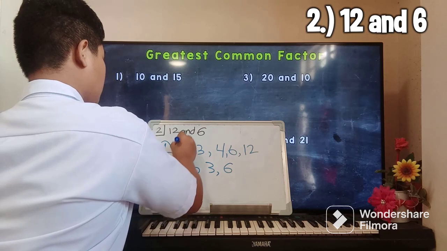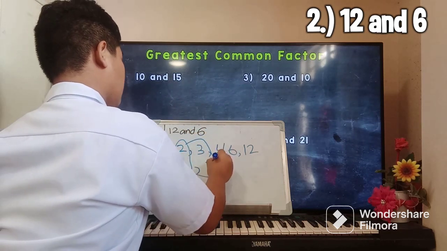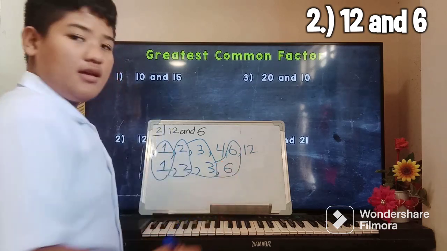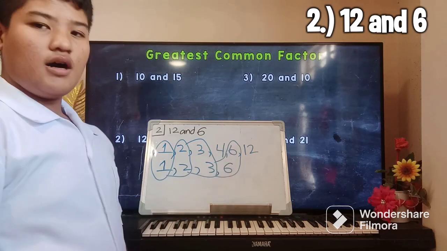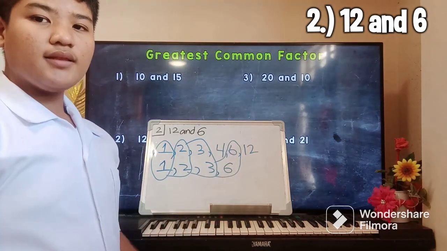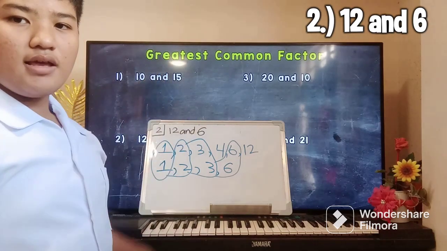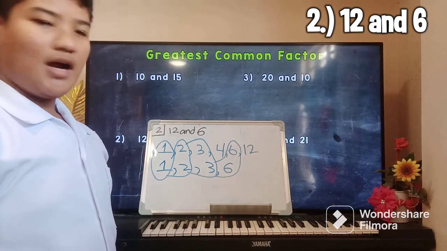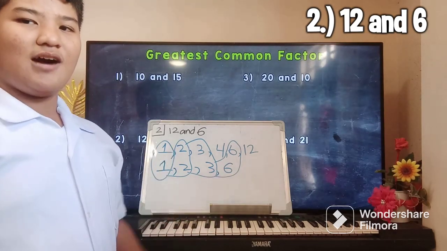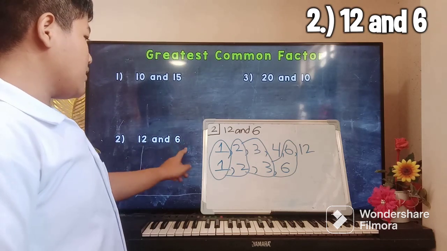We have 1, 2, 3, and 6. 1, 2, 3, and 6 are all the numbers that are the same. But the number that we are finding is the greatest, which is the highest. Which among these numbers is the highest? If your answer is 6, great job, you are correct. So, the greatest common factor of 12 and 6 is 6.